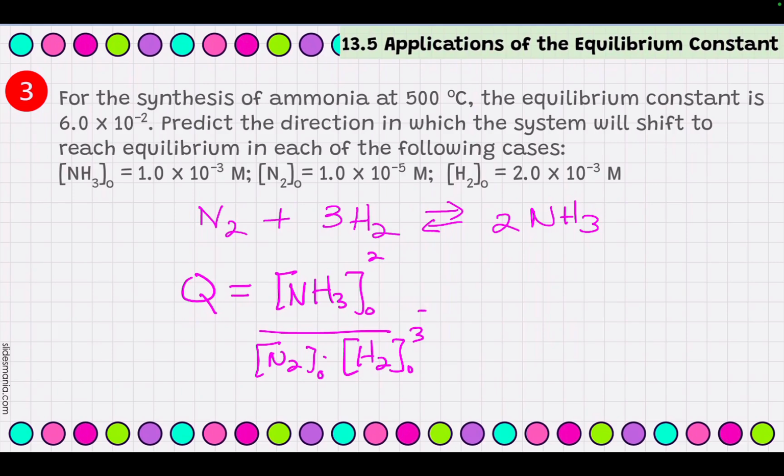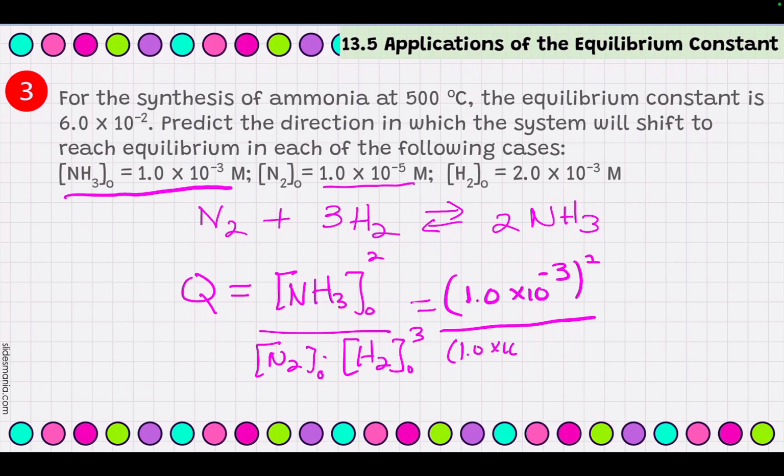So in this question, they're telling us the ammonia molarity. And we're going to square that over the nitrogen. And then the hydrogen value here. And that one will be cubed. So when I do this calculation, I get a very large Q, 1.3 times 10 to the 7th. No units, just like K.